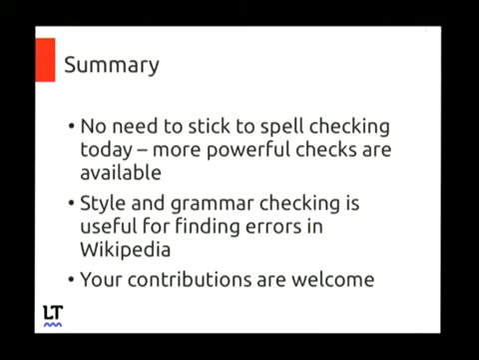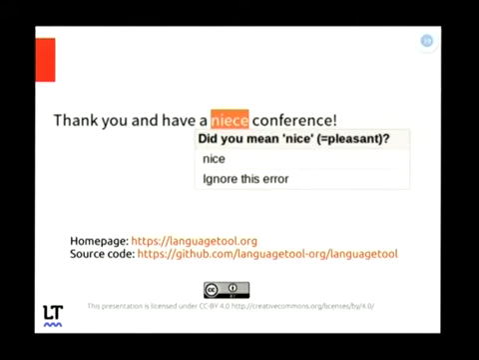So, as a summary, I'd like to say, I think today we shouldn't stick to simple spell checking that totally ignores context. We have more powerful checks available today, and I suggest you use them, either as a user or as a developer. And I hope that our style and grammar checking of Wikipedia is kind of a proof that this technology can be useful, despite the number of false alarms. And of course, your contributions are very welcome. You can talk to me after the speech. And that's it from me. Have a nice conference.